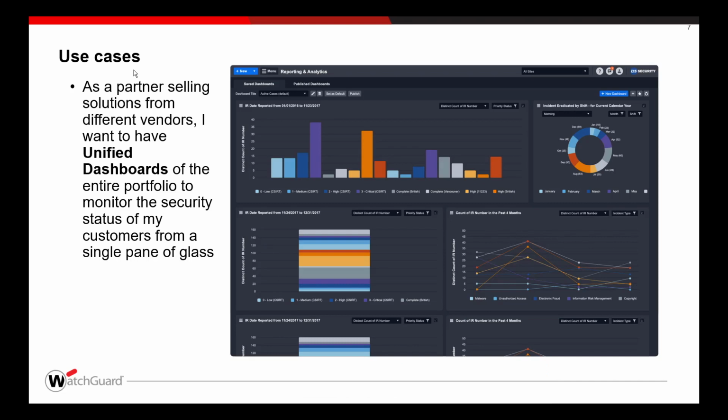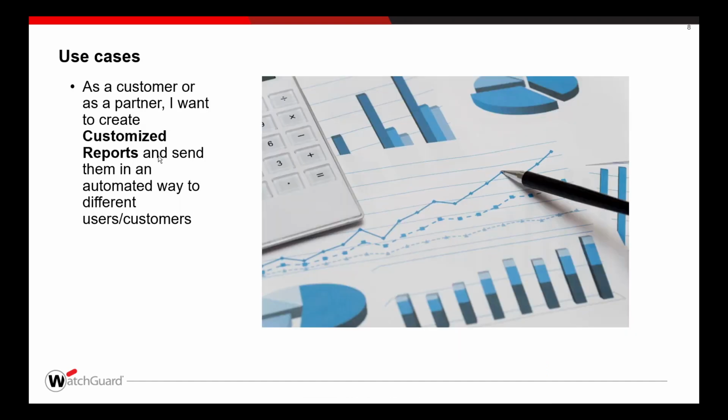in the API. If you are selling solutions from different security vendors and you want to build unified dashboards, including key KPIs about the WatchGuard endpoint security portfolio, now you can do it. So you can build your single pane of glass to monitor the security status of all the security solutions used by your customers. Another use case is to build customized reports tailored to your specific needs.